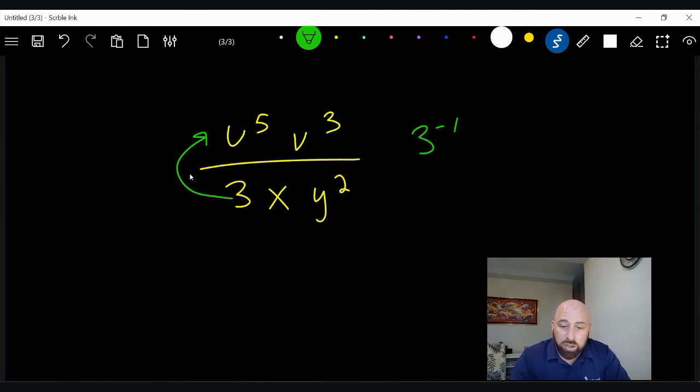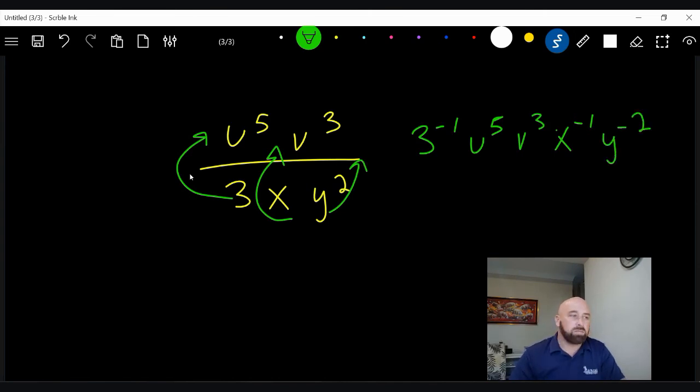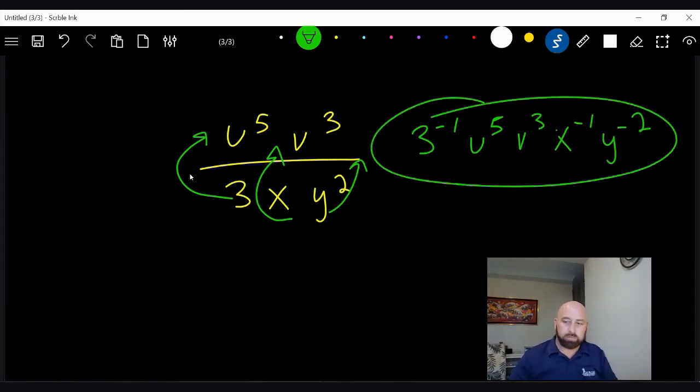Now, the u^5 is already there. The v^3 is already there. We're going to flip the x up, and we're going to get x to the negative 1. We're going to flip the y up. We're going to get y to the negative 2. We've now written that with no denominator.